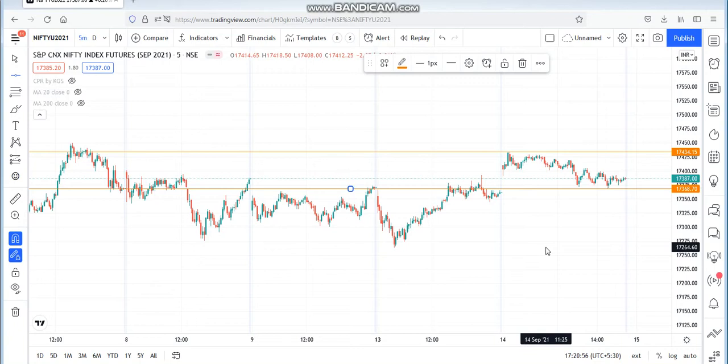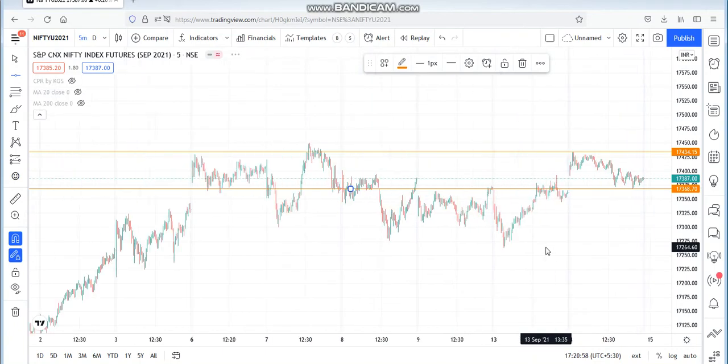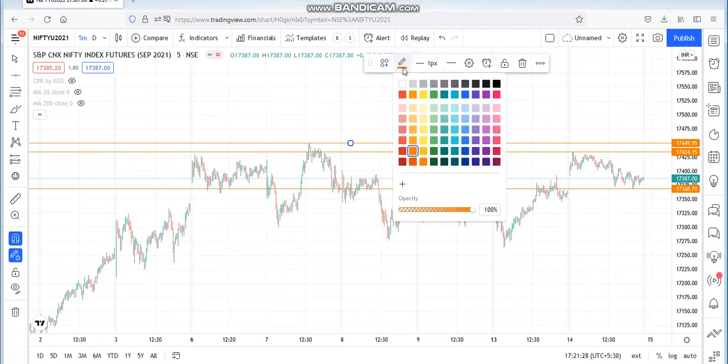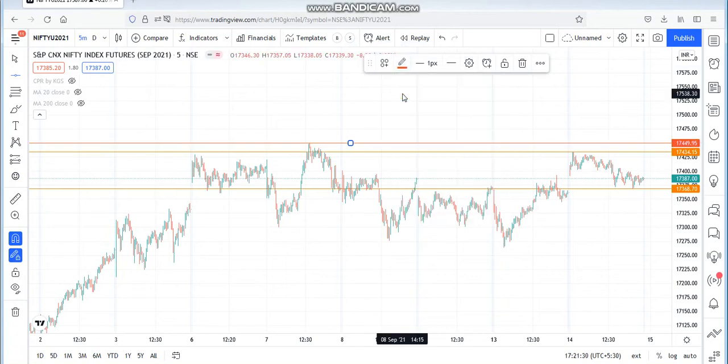The next one is supply and demand zone. For that we have to take the last 3-4 days of the Nifty chart, so that we can identify the supply and demand zone. If you look at the chart for the last 4 days, this is the supply zone. We can call it either resistance zone or supply zone. Here we have to change the color. I'll make it red. And this is the demand zone. Last 4 days we can take.